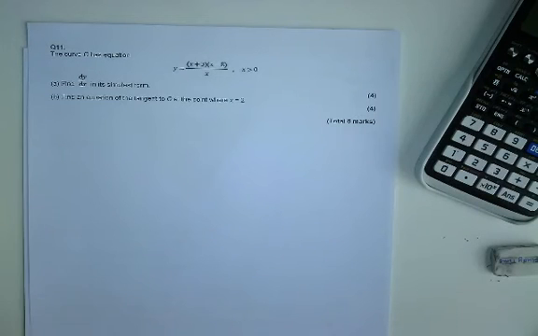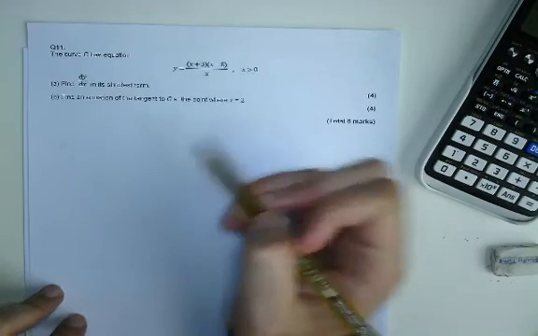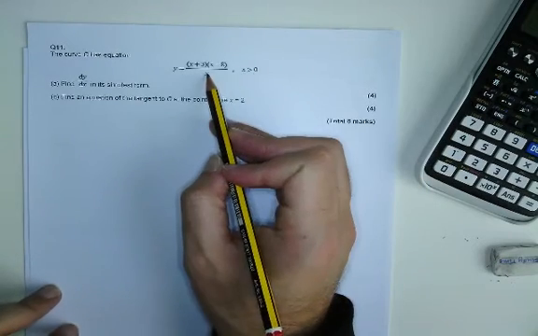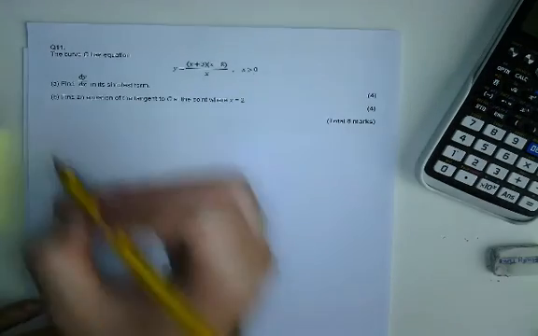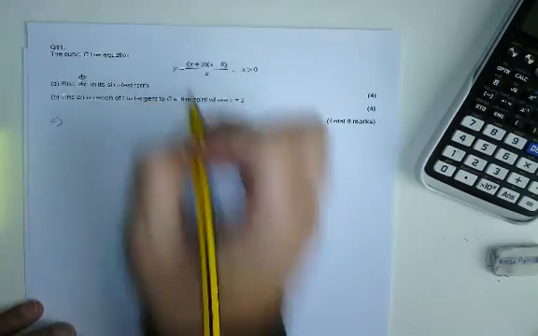Question 11. Curve C has the equation y equals x plus (3x minus 8)/x when x is greater than 0. Again, x is greater than 0 because you can't have 0 on the bottom of a fraction. So find dy by dx in its simplest form. Now the problem with this is just the way that looks, really.